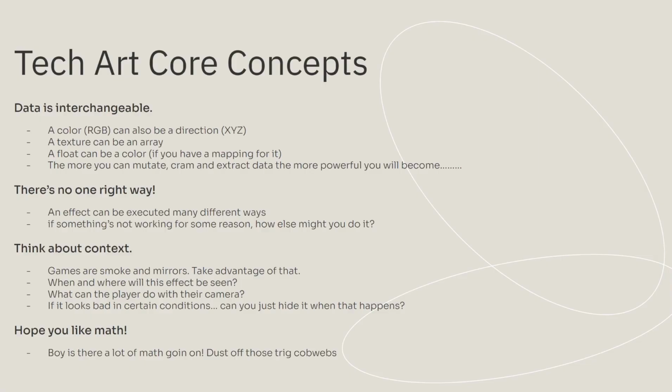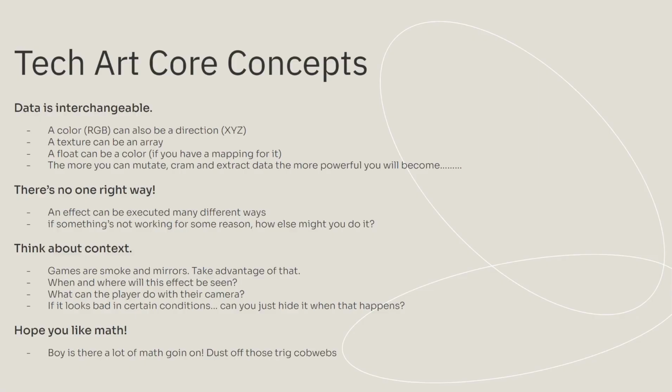Another one, thinking about the context that your visual effect is going to be seen in. Games are smoke and mirrors, we all know that. Taking advantage of that as a VFX artist will be to your advantage. For example, when and where are we going to see this effect? Is it going to be a quick thing? Is it going to be a thing that sticks around for a while and the player can futz with, get close to? Is it only visible from a distance?